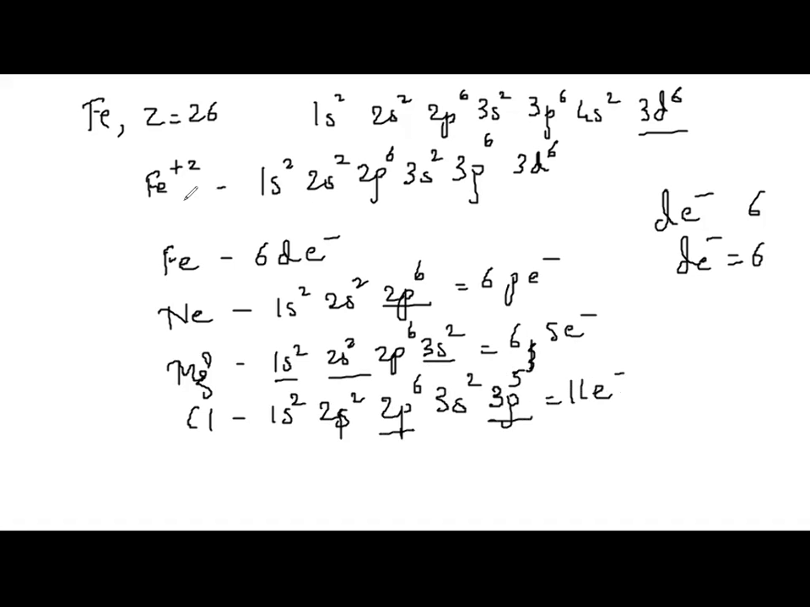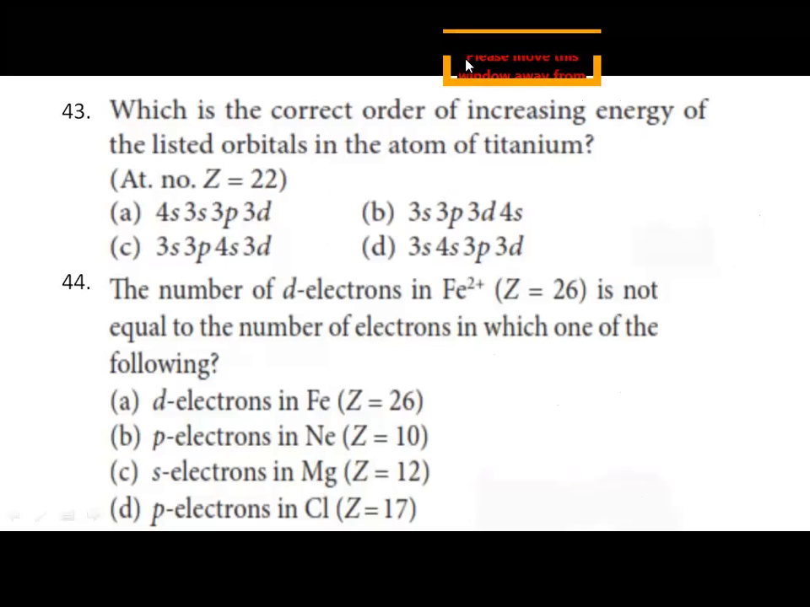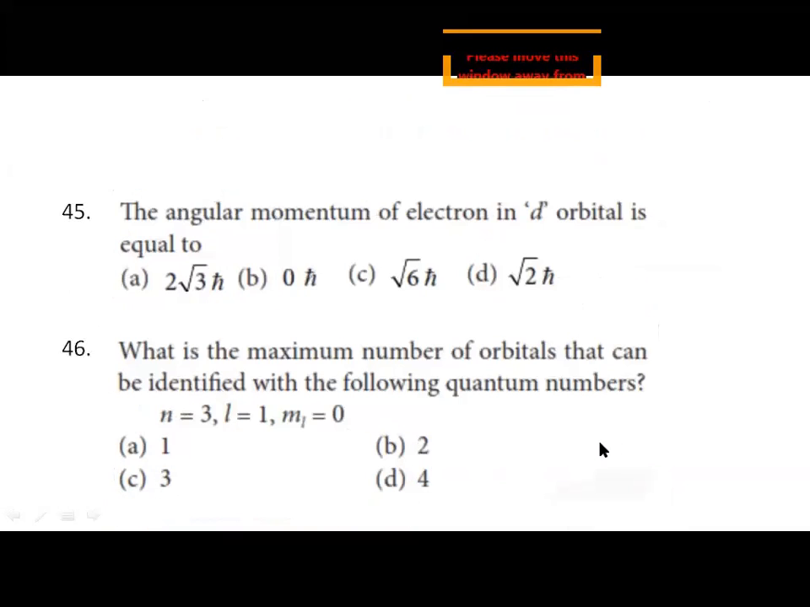So the number of d electrons in the Fe plus 2 ion is 6. In the rest, Fe also has 6 d electrons, neon has 6 p electrons, magnesium has 6 s electrons. But in chlorine there are 11 p electrons. So this is not matching our answer. So the question is, the number of d electrons in Fe plus 2 ion is not equal to the number of electrons in which of the following? The correct option is p electrons in chlorine.